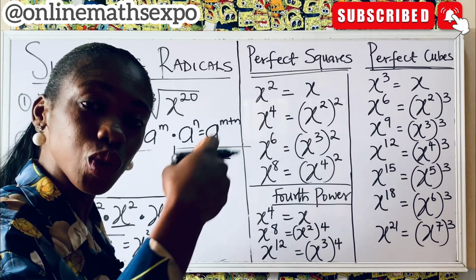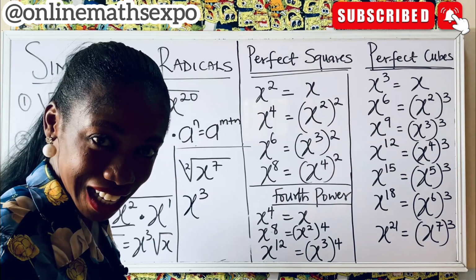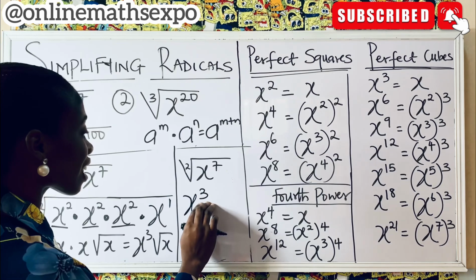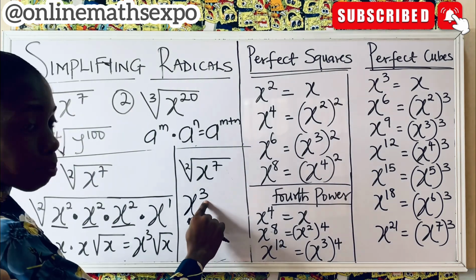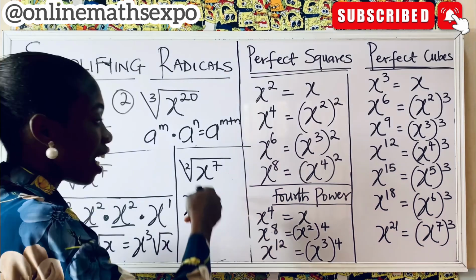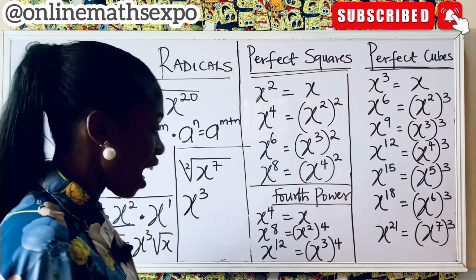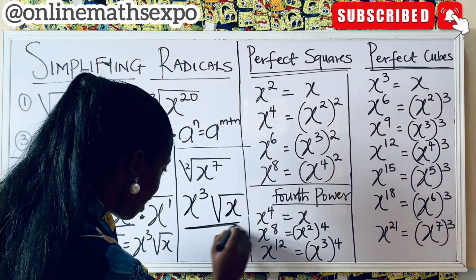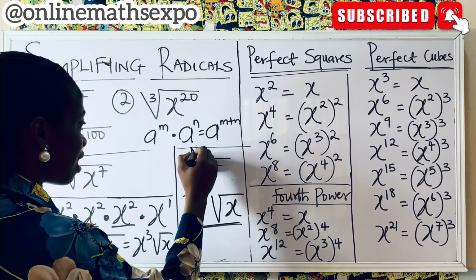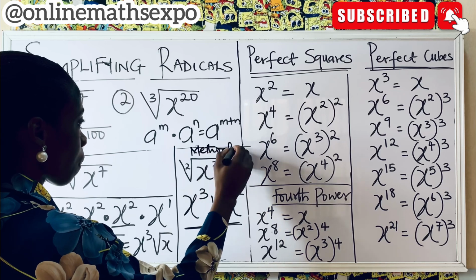If it's perfect, it will go in without a remainder. Did you get it? So it will go in 3 times without a remainder. So that's why we brought out x to the third power. Then 1 will be remaining. And that one that will be remaining, you will leave it in the root. So this is your answer. And this one is our method 2.